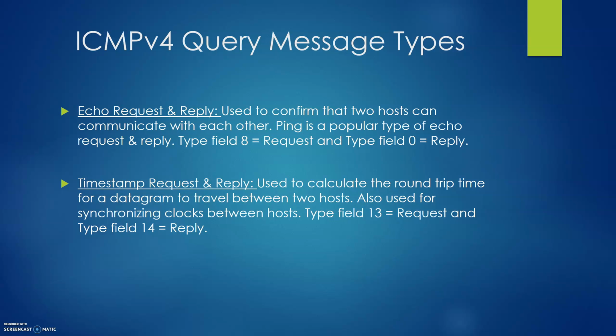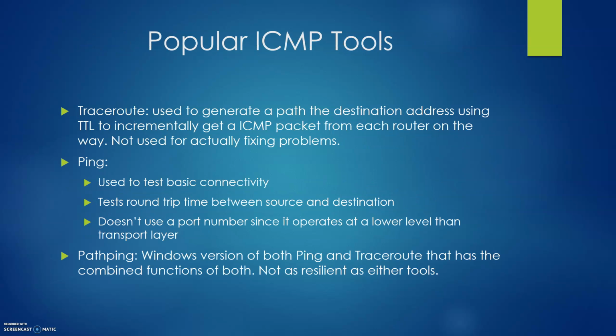Timestamp request and reply is used to calculate the round trip time for a datagram to travel between 2 hosts. It's also used for synchronizing clocks between hosts. For this one, the type field is 13 when you want to request, and 14 when you want to reply. Popular tools that use ICMP: traceroute is one. It basically traces the route to get to the destination, router by router. So at each hop it has to take, it will send a packet back letting it know it got there.